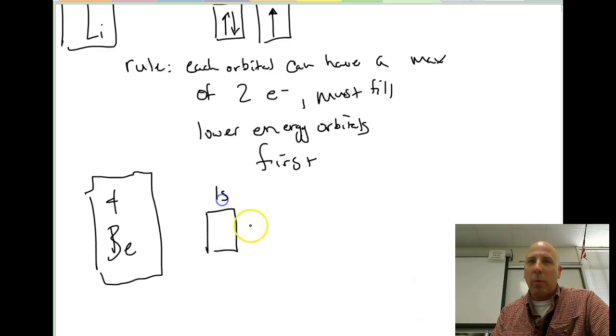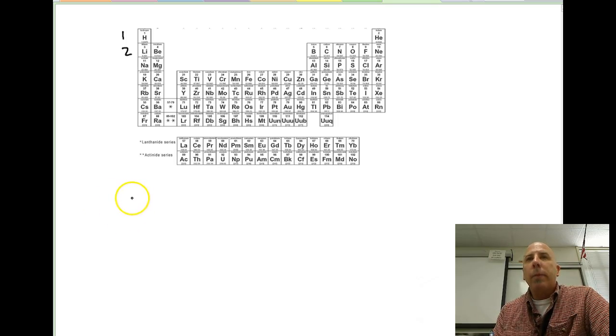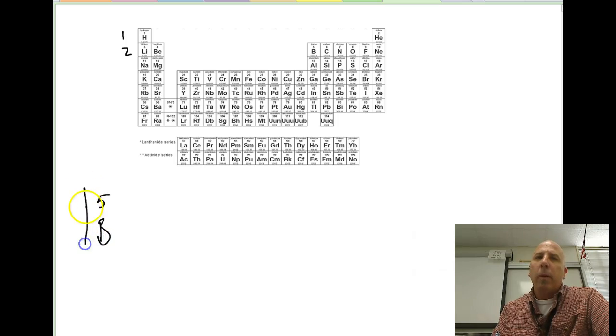So we have 1s orbital, we have a 2s orbital, we have 4 electrons to take a look at. We're going to put 2 in the 1s orbital and 2 in the 2s orbital, and we're done. Okay? Okay, let's go on. Let's go to boron now. I'm not going to do all of these, but I just wanted to do a few more. Boron.